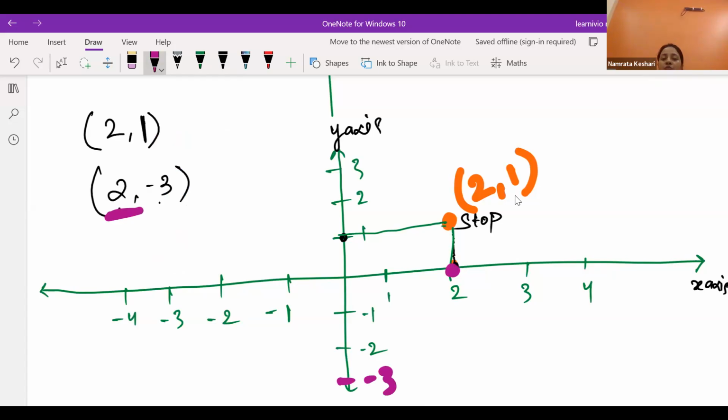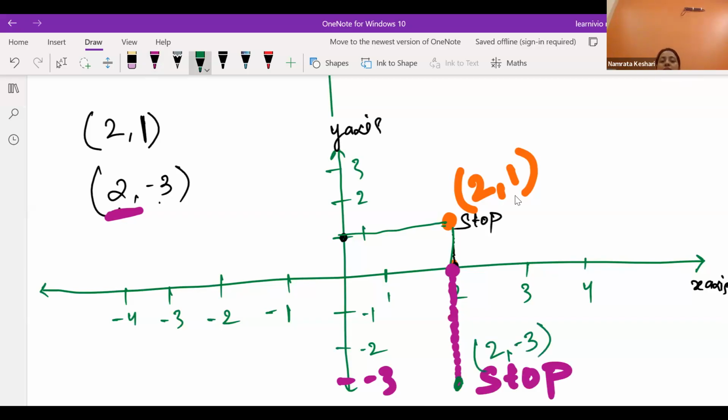Now you will keep on moving straight, perpendicular. You will go down, straight, straight, straight, till the time you see your minus 3 exactly in front of you, exactly straight, exactly perpendicular. Then only you will stop over here. And you will say this is the point where x is 2 and y is minus 3.